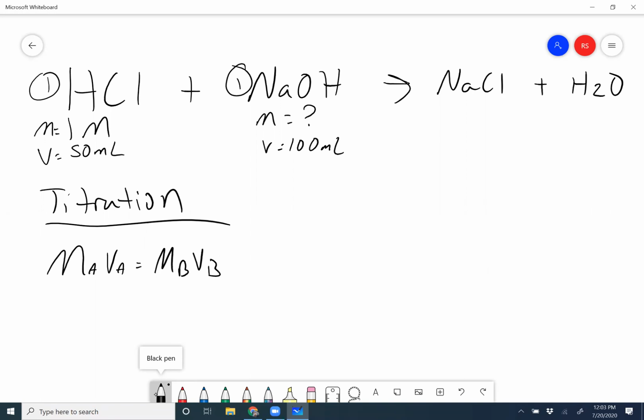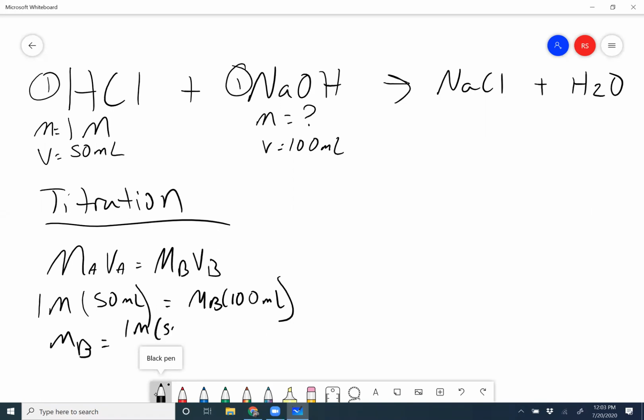If I ask you a question on the test, it's going to be a 1-to-1 titration type problem because they're very easy to solve. We have 1 molar hydrochloric acid. We have 50 milliliters of it. And we want to know what the molarity of the base is if it took 100 milliliters to neutralize it. So the molarity of the base will be equal to 1 molar times 50 milliliters divided by 100 milliliters.